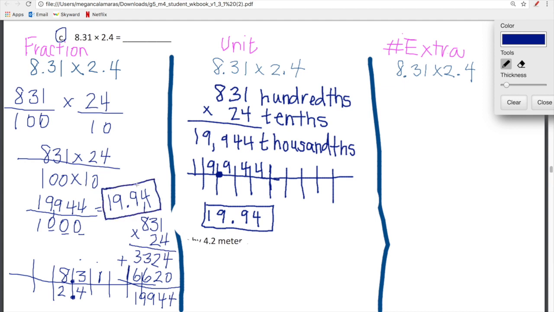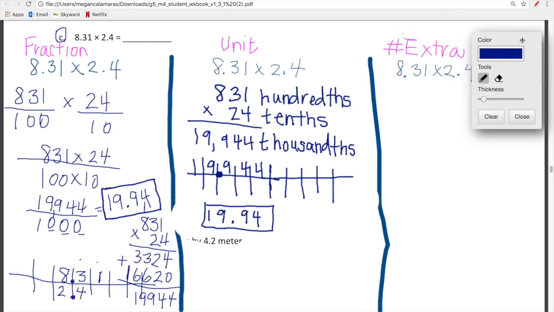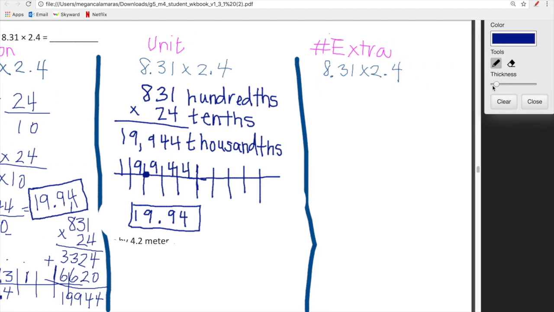So we're going to use one more form. We're going to use our hashtag extra form. And it's actually a very interesting method to multiply decimals. So we're just going to write out the multiplication problem first. So we have 8.31 times 2.4. Just going to set it up.